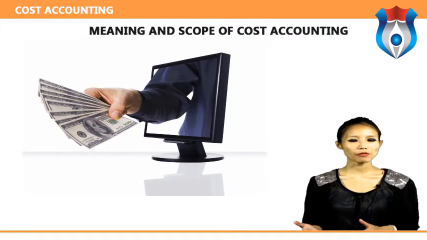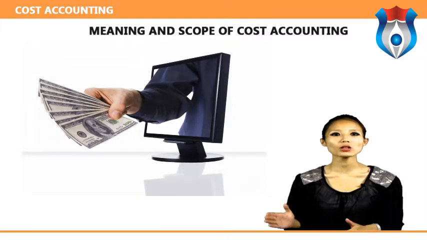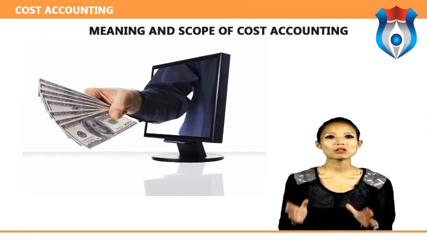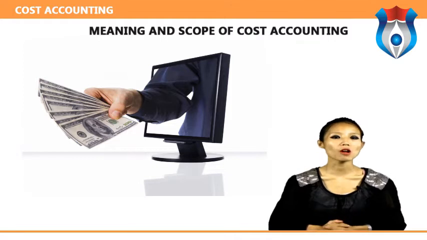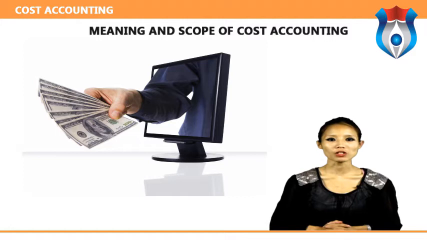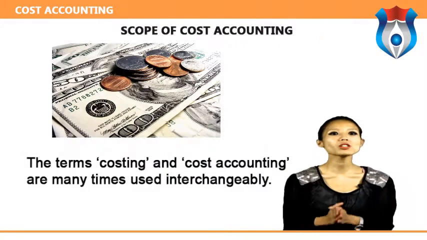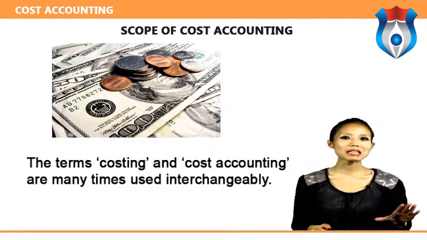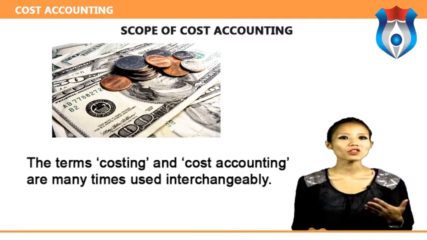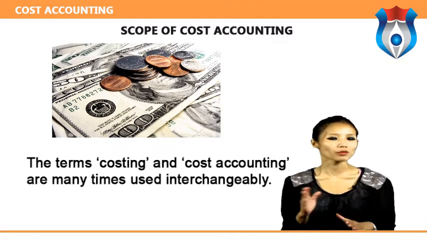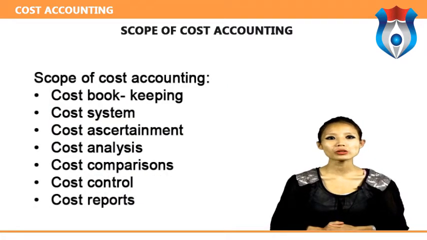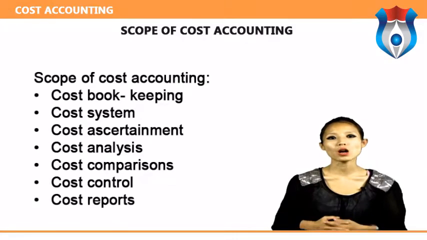Costing involves the classifying, recording, and appropriate allocation of expenditure for the determination of the cost of products or services, the relation of these costs to sales value, and the ascertainment of profitability. The terms costing and cost accounting are many times used interchangeably. However, the scope of cost accounting is broader than that of costing. The following functions and activities are included in the scope of cost accounting.